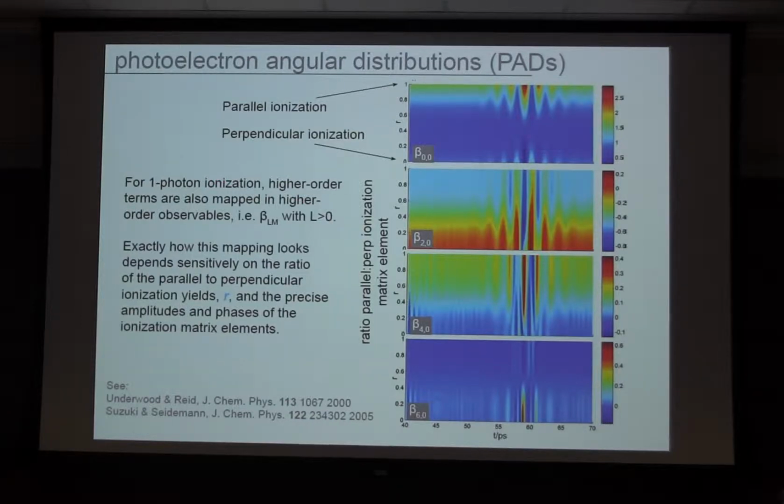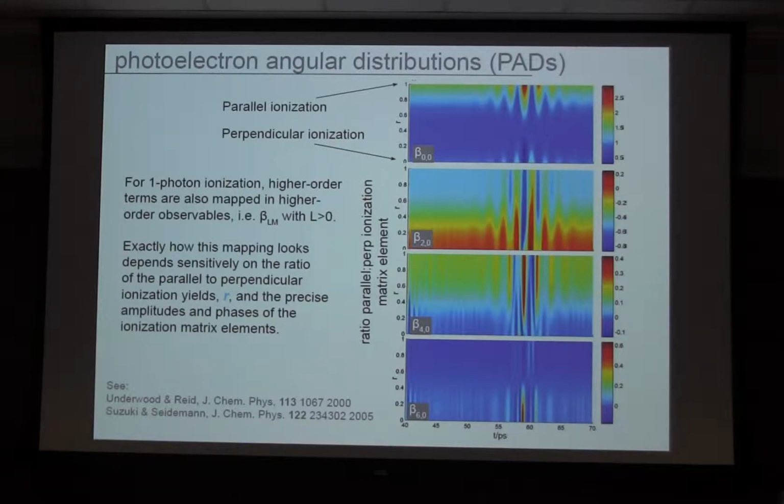And so finally, this is showing the photoelectron angular distributions, so the yields and also the various different beta parameters that one would measure as a function of the relative parallel and perpendicular ionization yields. We care about this because for any given molecule, you're going to sit somewhere in this range where parallel and perpendicular ionization yields may be very different or may be very similar.